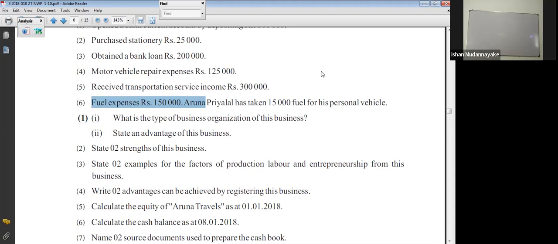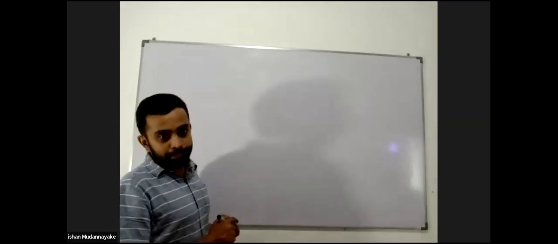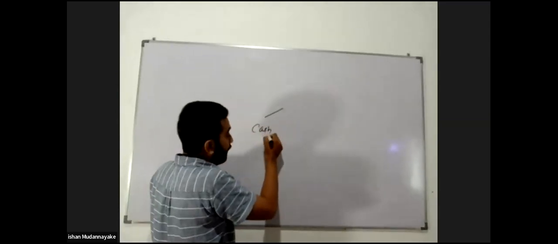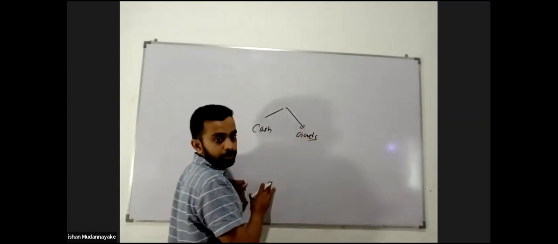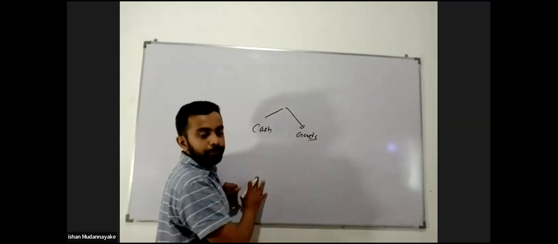Here, the business purchased 150,000 worth of fuel. But out of 150,000 fuel, Aruna Priyalal has taken 15,000 fuel for his personal vehicle. The owner can withdraw in two types in the business: cash drawings, he can get cash, as well as he can take goods. He can draw goods or cash from the business.